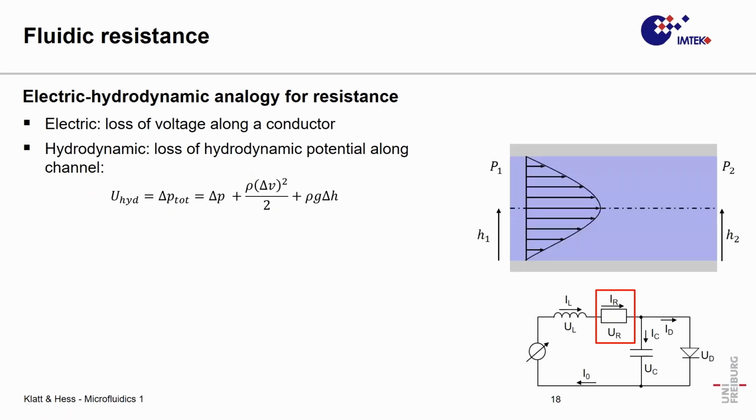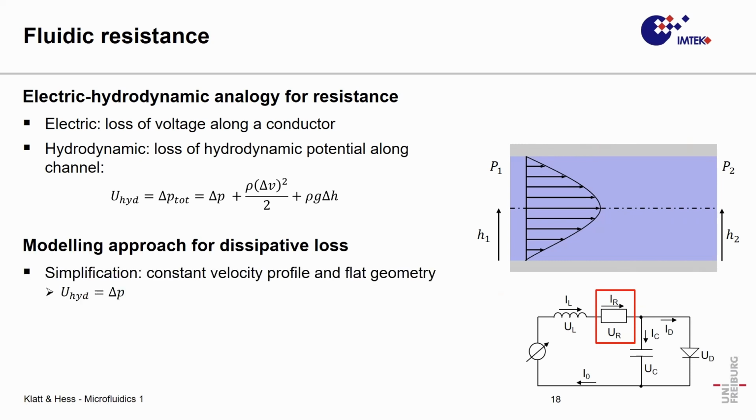And if you want to model this, you first have to look at a channel like this. So how do we get from a channel like this to a representation in the network model? And this is also quite straightforward. So if you want to model dissipative loss, we first have to apply some simplifications. The first simplification is that our velocity profile is constant. And that means that this is fully developed, so it does not change. And the second simplification is that we only use flat geometries, meaning that the channel does not go up, so H1 and H2 are constant.